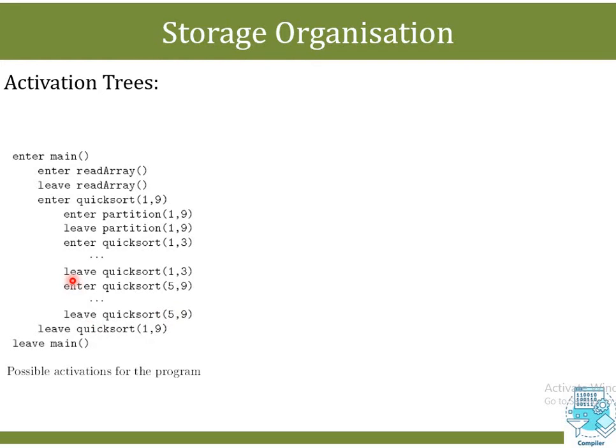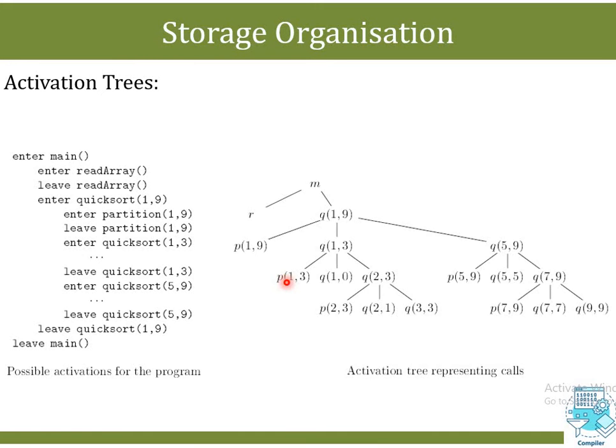Okay, fine. So control enters quick sort, and again it is leaving quick sort. Once after completing this, the control leaves the main quick sort. Quick sort of 5 comma 9 leaves here. And once after completing all the operations, the control will be leaving the main function. So this is how the different activations get created. Now representing these activations by using a tree-like structure is what is called an activation tree.